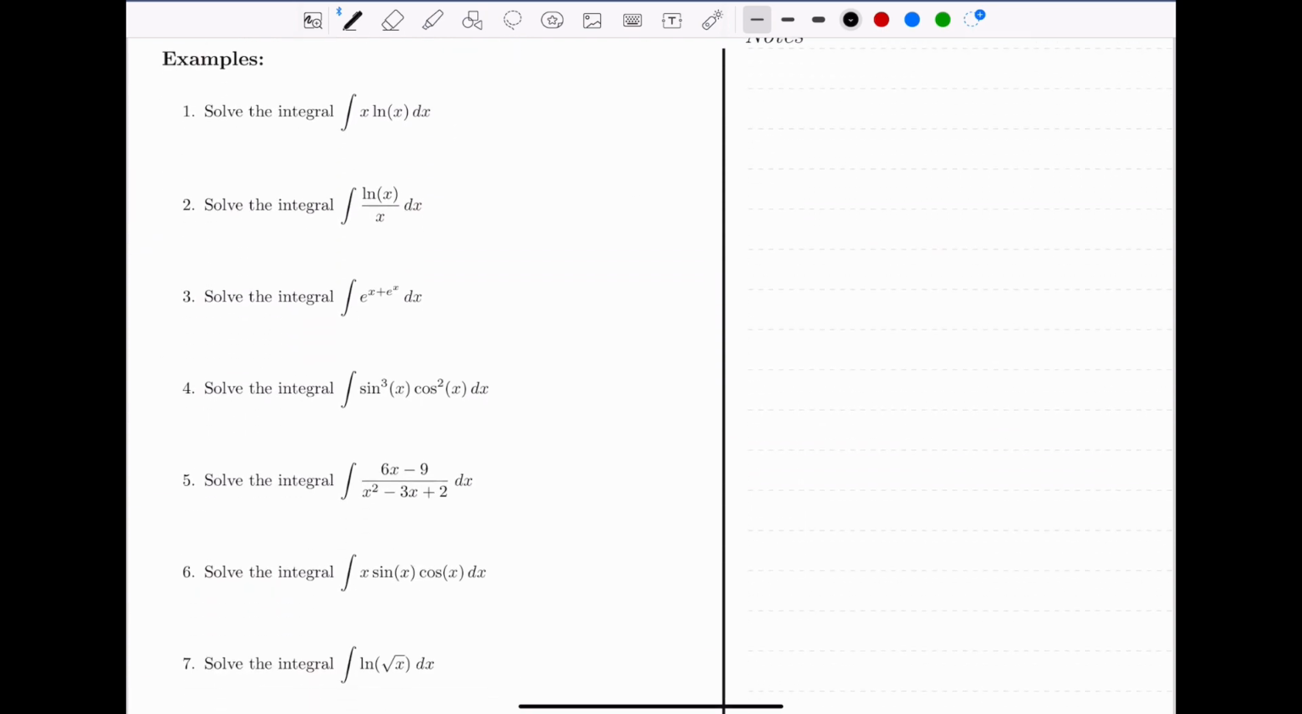Now, as we work through these examples, we don't know which technique is the most appropriate. So we need to be thinking about substitution, integration by parts, partial fractions, trig identities. We need to identify which technique is the best.